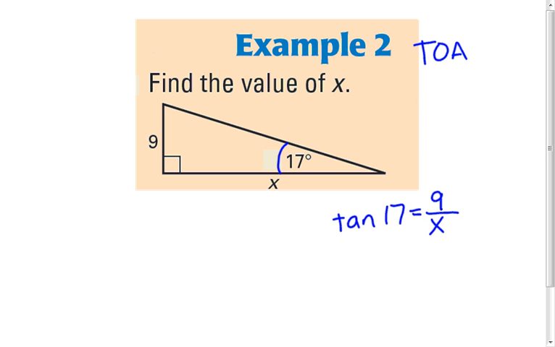So the tangent of 17 equals 9 over X. When you start working this out with your calculator, you do need to make sure your calculator is in degrees and not in radians, because we are using degrees currently. So as you work this out, with some basic algebra, to get X by itself, X is equal to 9 over the tangent of 17. So you can work that out on your own. 9 divided by the tangent of 17, you're going to get a value for X.